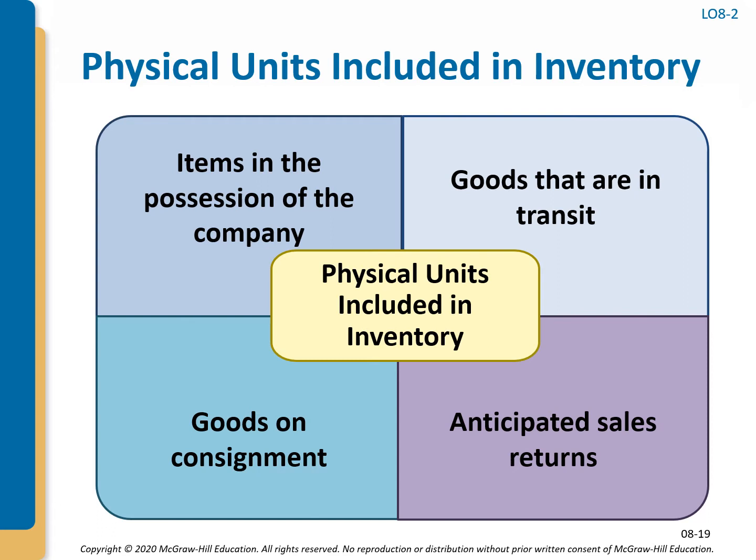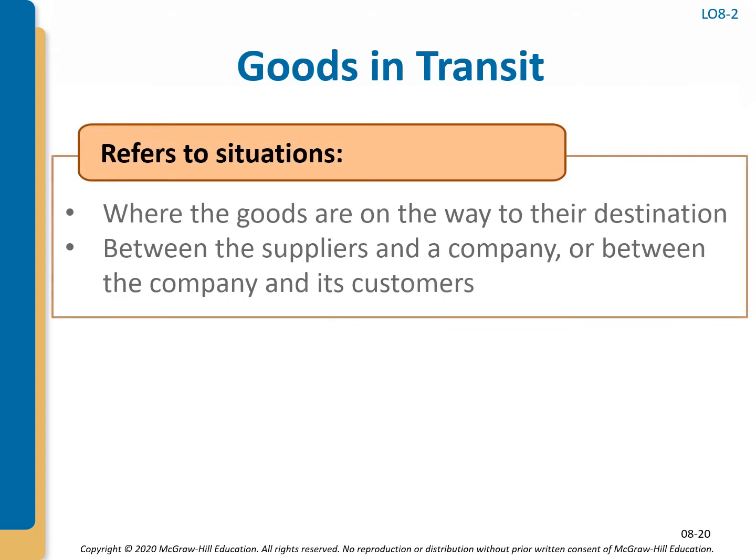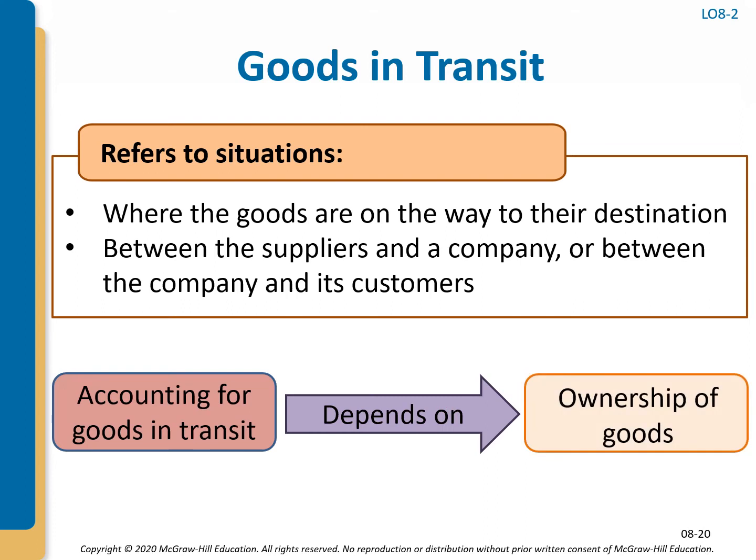Goods on consignment are part of inventory as well. What is a consignment? A consignment is when the company assigns goods to a consignee that gets a commission when it's sold. Until that item is sold, it is part of the inventory of the company. And anticipated sales returns, not just actual sales returns, are also included as part of inventory.